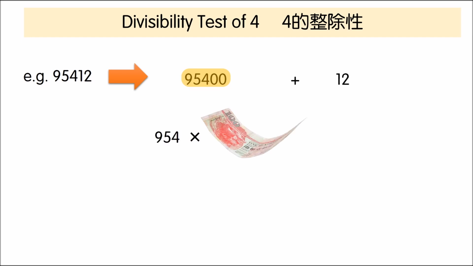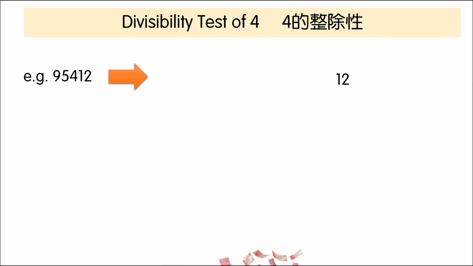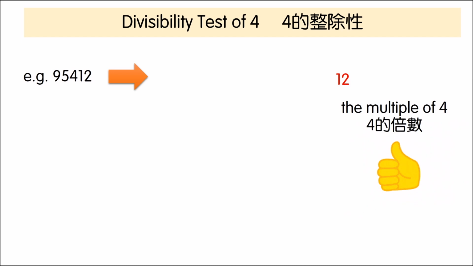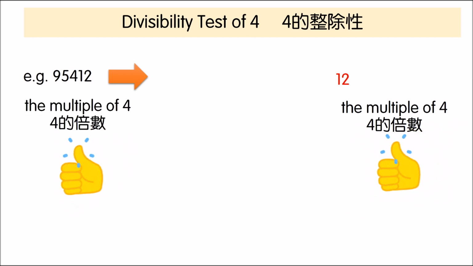95,412. First, let us split it into 95,400 plus 12. The part in front, 95,400, is the same as having 954 $100 bills. And since 100 can be divided by 4, we can just ignore this part and only put our focus on the part at the back. And now, since 12 is indeed divisible by 4, therefore we can deduce that the number in front, 95,412, this number is also a multiple of 4.